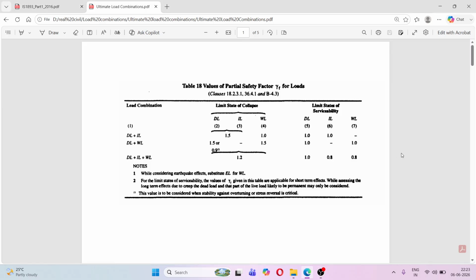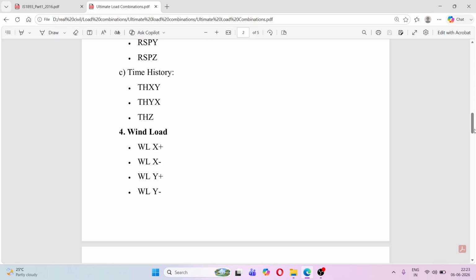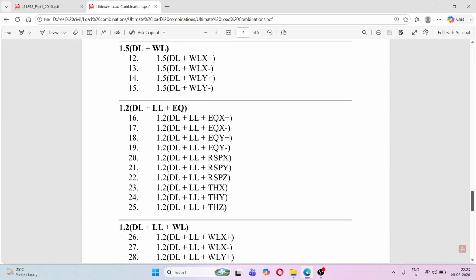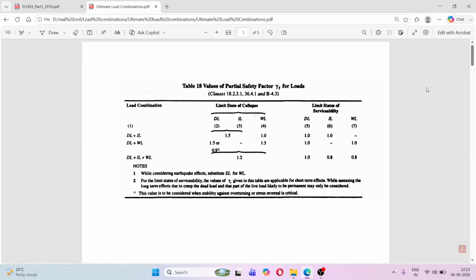In this video, I am going to discuss the ultimate load combinations and how the different load combinations are formed. This will be an advanced load combination video because we are going to see the clauses from IS 456 as well as from IS 1893 2016, that is the earthquake code also. So let's begin with ultimate load combinations.